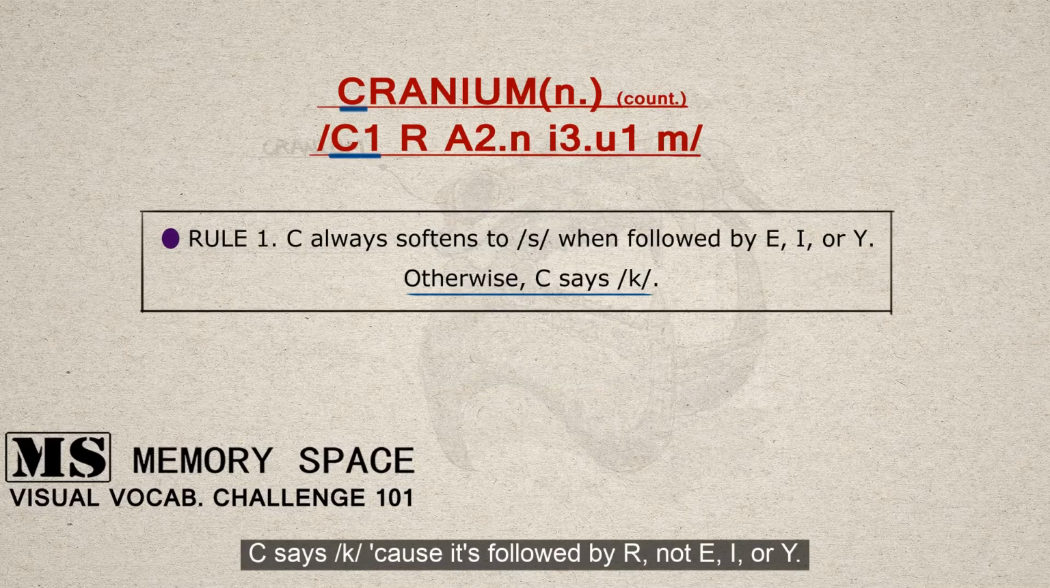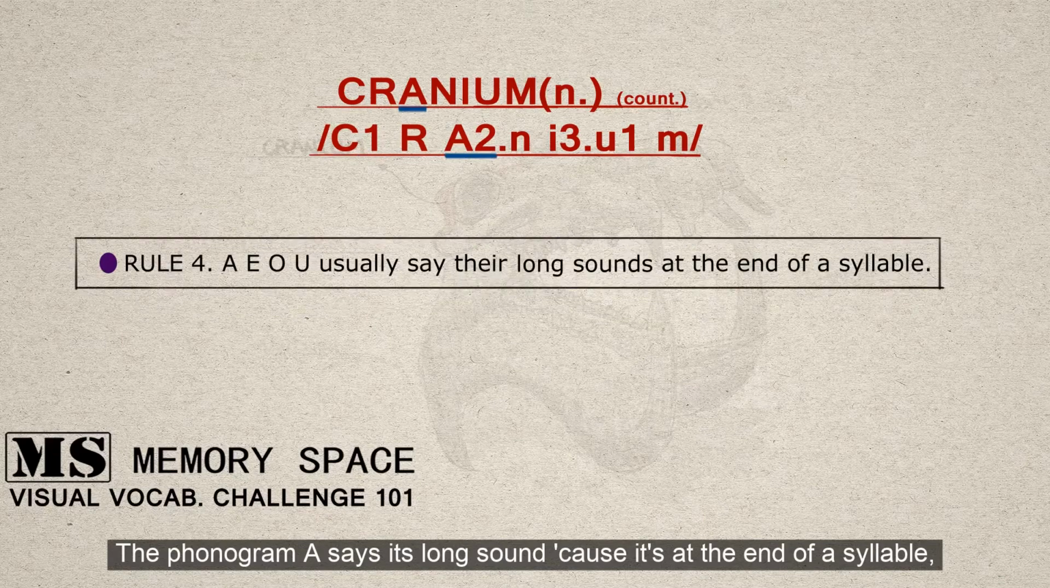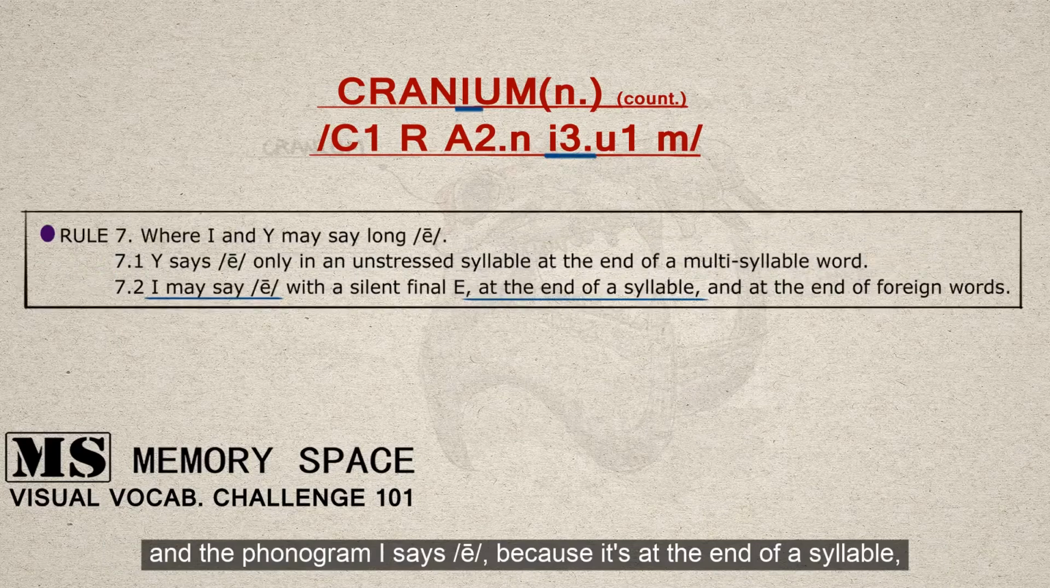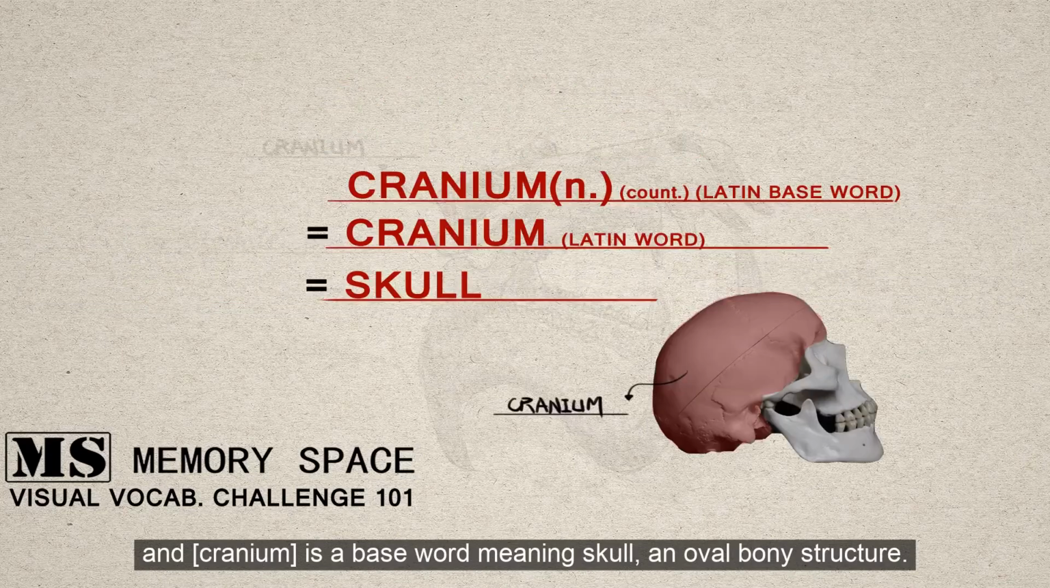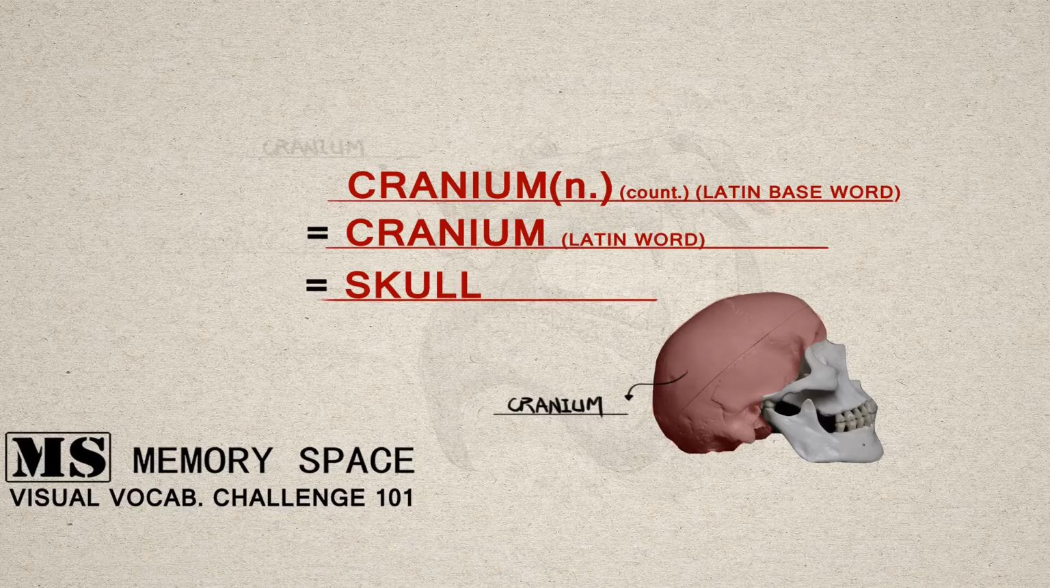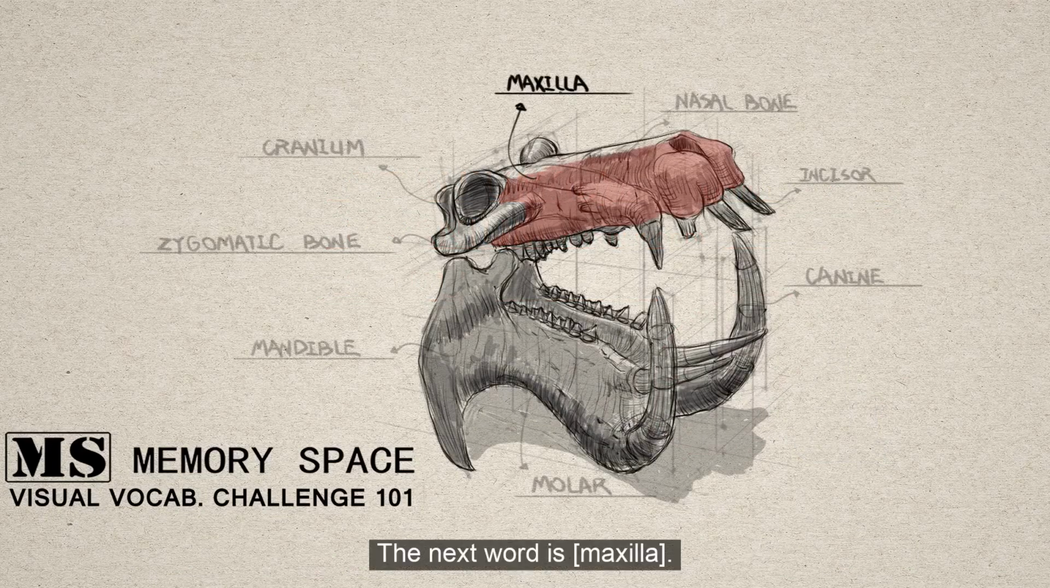C says k because it's followed by r, not e, i, or y. The phonogram A says its long sound because it's at the end of a syllable. And the phonogram I says e because it's at the end of a syllable. And cranium is a base word meaning skull and oval bony structure. The next word is maxilla.